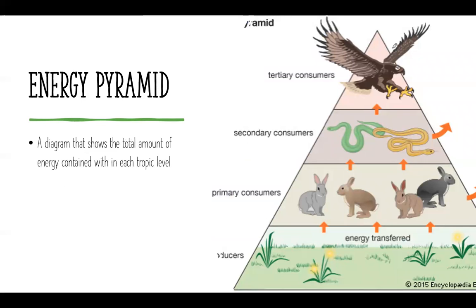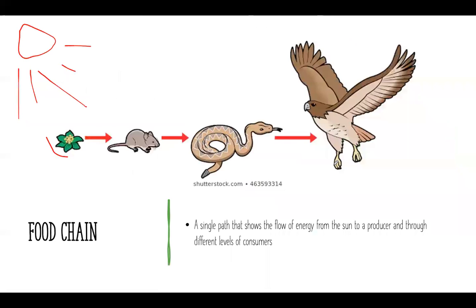Energy pyramid. An energy pyramid is a diagram that shows the total amount of energy contained within each trophic level. Our first level is our producers, our second level is our primary consumers, third is our secondary consumers, and our fourth is our tertiary consumers. First, our rabbits have to eat our producers, and when they eat it, some of the energy goes out. When our snakes eat our rabbits, some of the energy goes out again. When our hawk eats our snake, energy goes out too. That's how energy pyramids work.